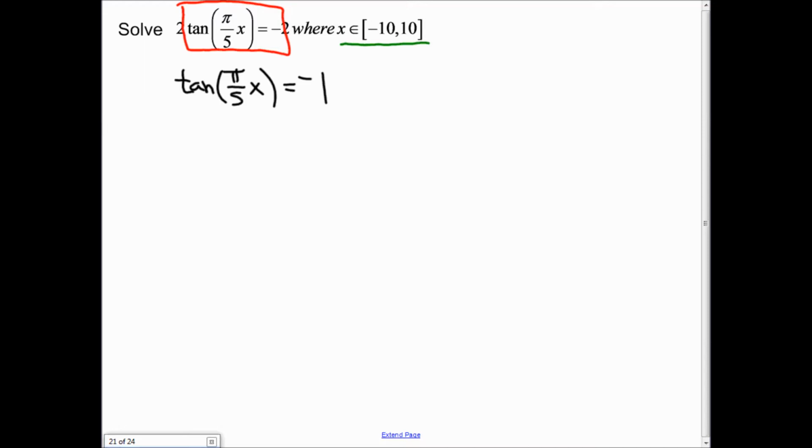So here it's going to be slightly different than for the sinusoidal functions, because we know that tan repeats itself every pi, not every 2 pi. So we're not going to worry about looking at the full unit circle. We're just going to look at half the unit circle, okay? So you can choose to look between 0 and 180 degrees, and you'll notice that the only time you get a tan value of -1 is when you're looking at 3 pi over 4. So what we have here is that pi over 5 times x is equal to 3 pi over 4. Okay, that's the only one we're going to worry about.